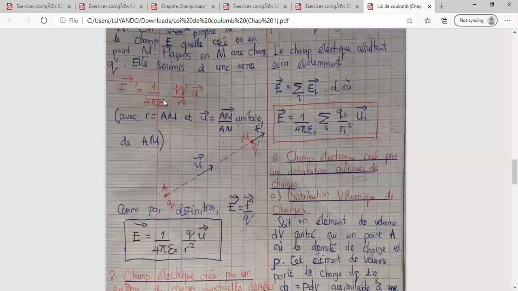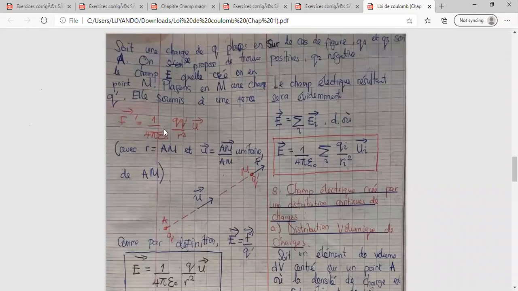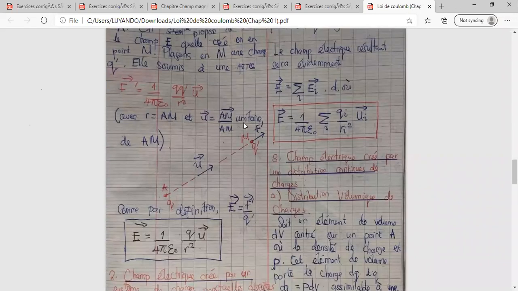So we have this force in the direction of U produced by this guy here. And then we have this charge producing this force F prime here at M. So yeah, which is what we have here. So we have R equal to that, and U is the unit vector AM. So in the direction, we're moving from A to M, which is what we have here.